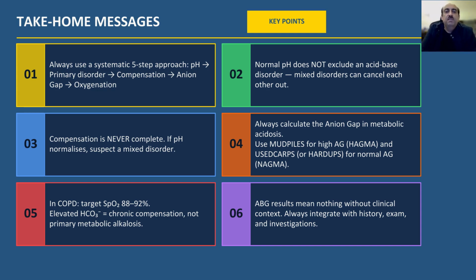So here we are with the final take-home messages. Number 1, use a systematic approach like a 5-step approach. As we said, look at the pH. Step 2, primary disorder, is it respiratory or metabolic? Number 3, look at the compensation. Number 4, if it's metabolic acidosis, look at the anion gap and think of the causes. And finally, oxygenation. Pearl number 2, a normal pH, as we discussed before, does not exclude an acid-base disorder, because if it's a mixed disorder, then the effects can cancel out and the effect on pH will not be obvious.